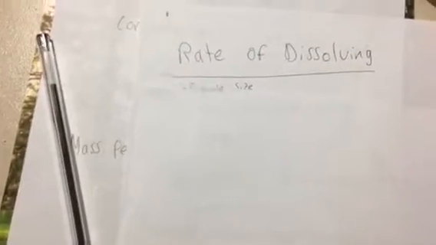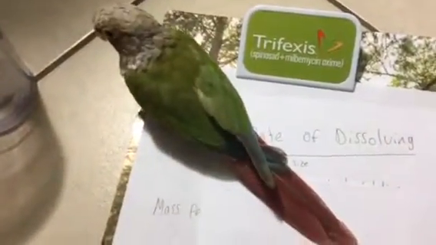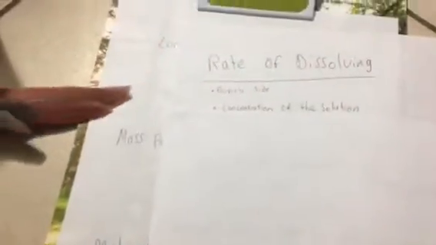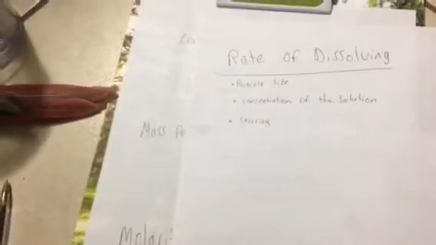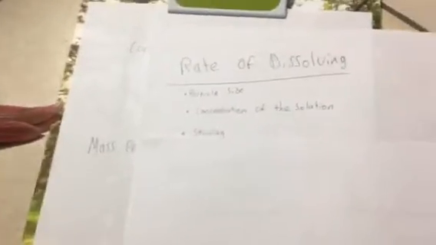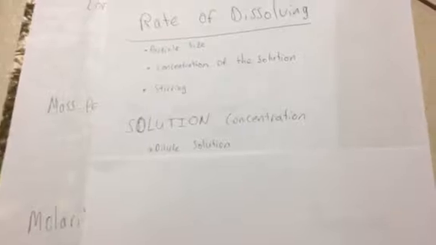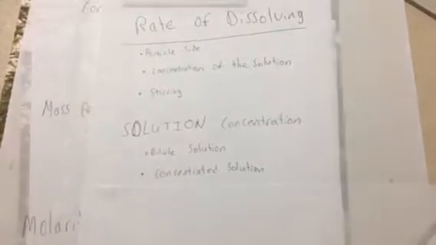Now, rate of dissolving. How exactly will something dissolve quickly? Well, the particle size matters. If I try to dissolve, let's say, this huge piece of sugar in water, it's going to take an awfully long time. If I were to crush this into several little pieces, which I'm not going to do, then it'll dissolve a lot quicker because of the surface area. The concentration of the solution also matters, as well as stirring the solution. If I were to stir my solution multiple times, then it'll dissolve pretty quickly. Now, what about the solution concentration? We need to keep in mind the dilute solution as well as the concentrated solution.